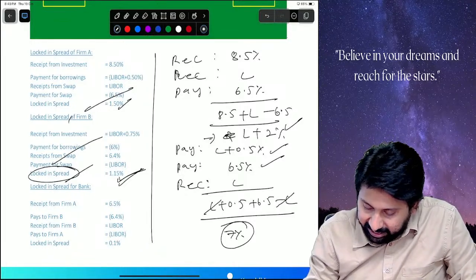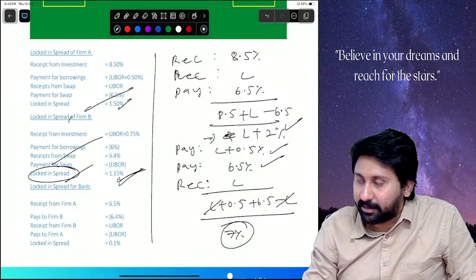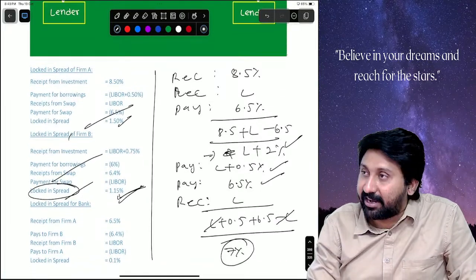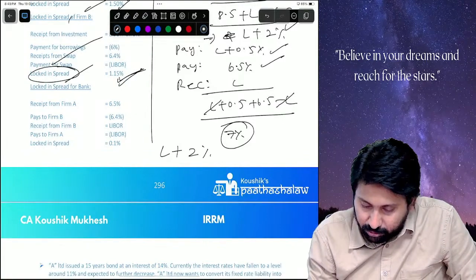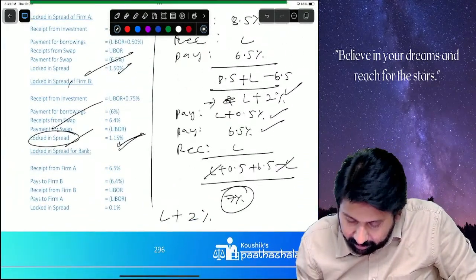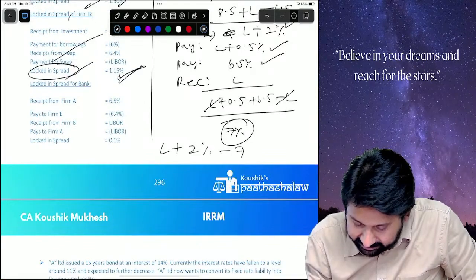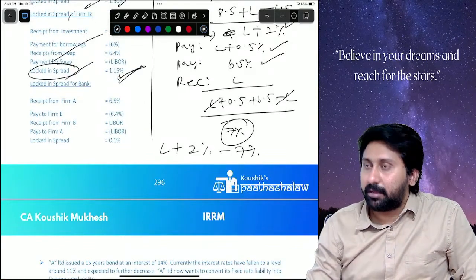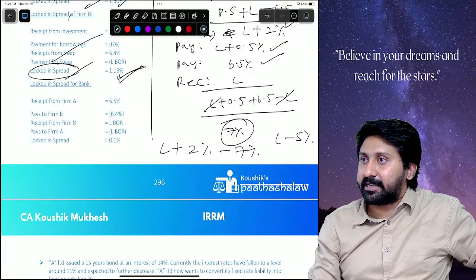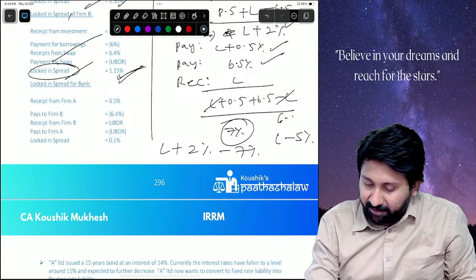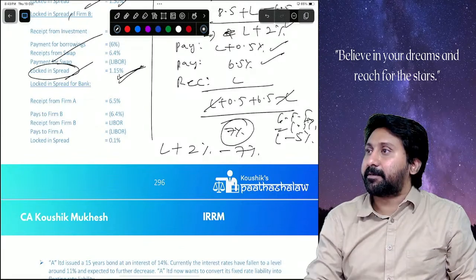We received this. We cancelled. So net is what? Payment. Okay. Tell me the net now. L plus 2% minus 7%. L minus 5%. Libor rate is 6.5. 6.5 minus 5 is 1.5%.